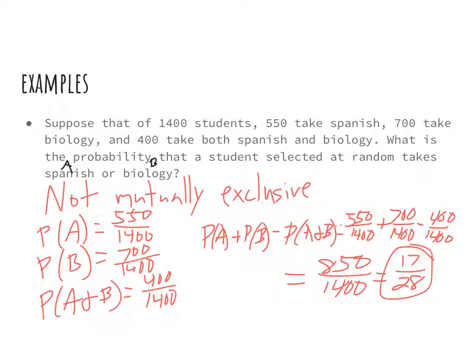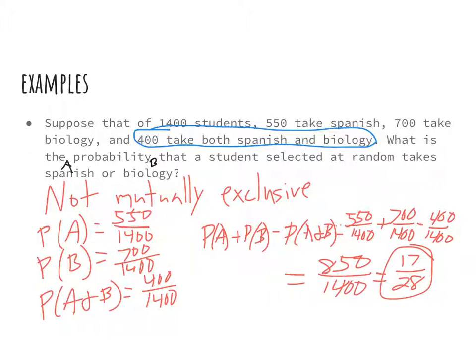Okay, so the first thing that you should have noticed is that they're not mutually exclusive, especially since right here it says that 400 kids took both. So that right there should tell you that Spanish and biology can be taken at the same time, since 400 students did that. Okay, so we need to use the formula: probability of A plus the probability of B minus the probability of both.